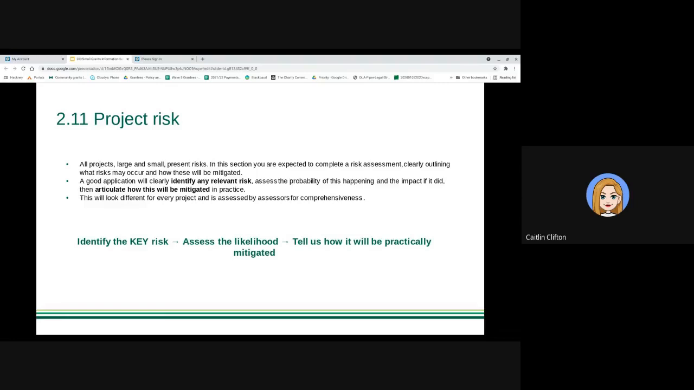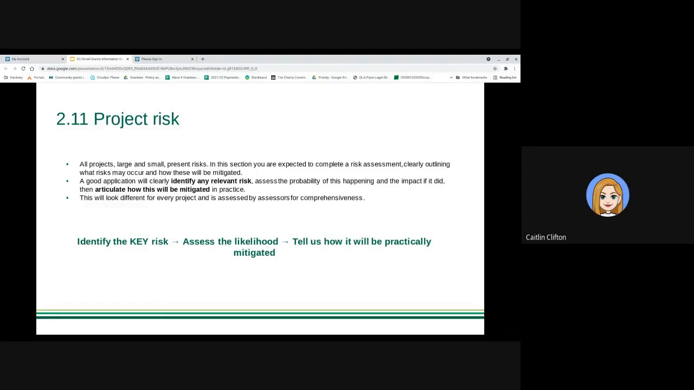Now, not all of our assessors are going to be experts in risk management or risk strategy. So what we are looking for is the main risks, the common sense risks, the risk that an assessor who doesn't know anything about your project thinks, oh, there's probably a bit of a safeguarding risk there if they're working with very, very vulnerable young people. So we want you to identify those risks, assess the probability of this happening, and then articulate how you're going to mitigate this in practice.